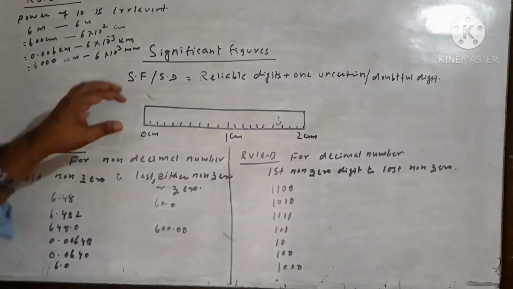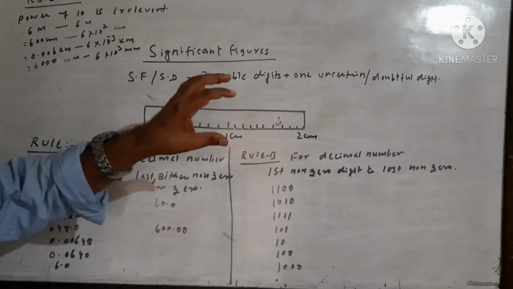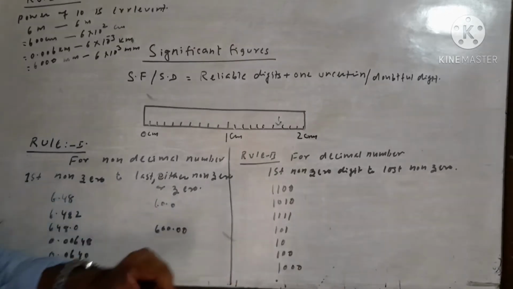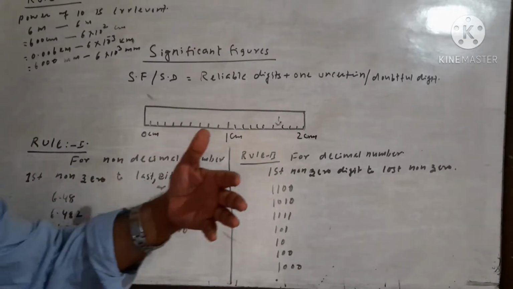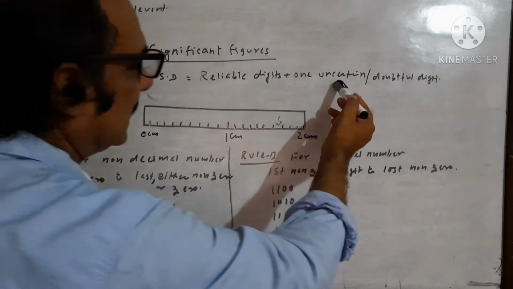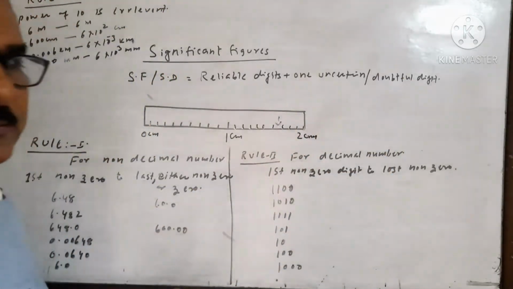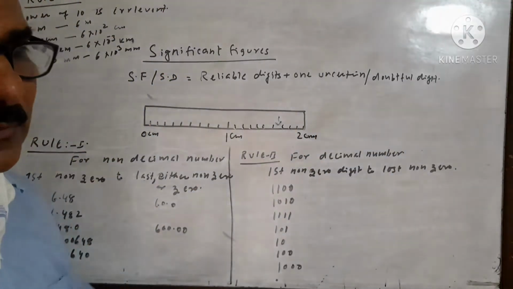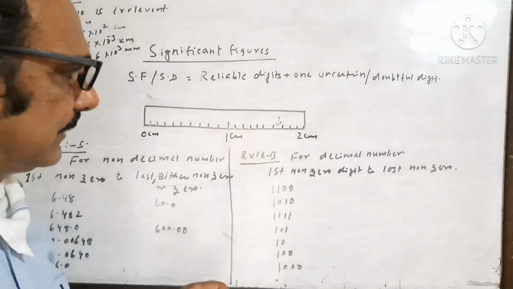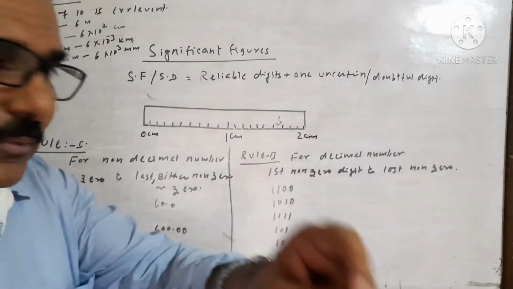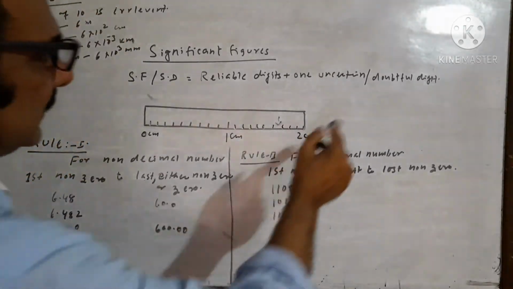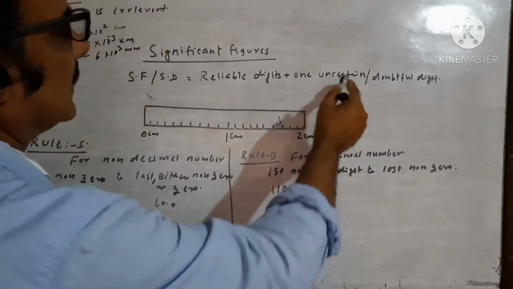So what are the reliable digits? How can you distinguish the uncertain or doubtful digits? It is based on the least count. For a simple example, I am going to focus on the doubtful or uncertain digit.